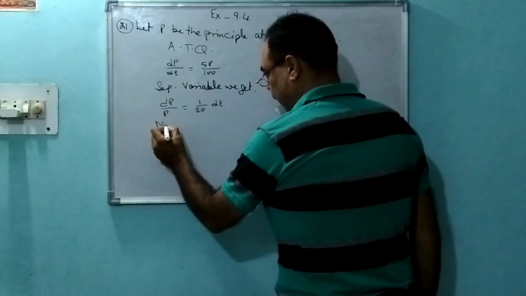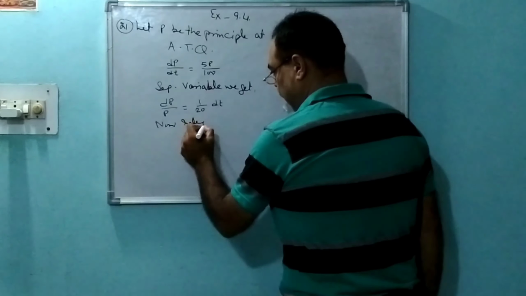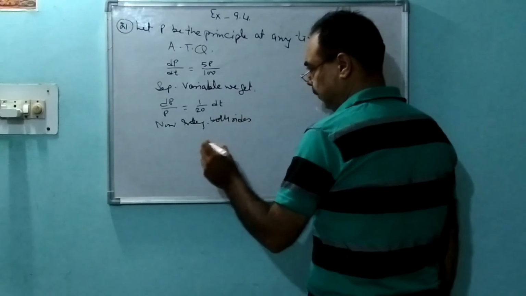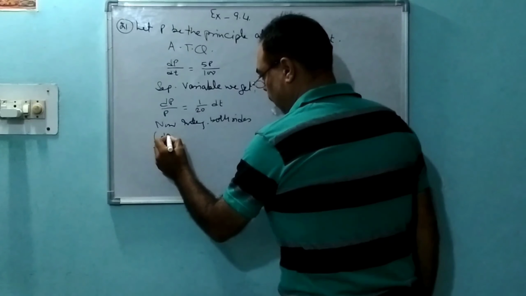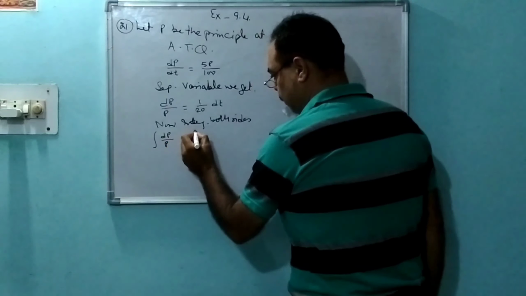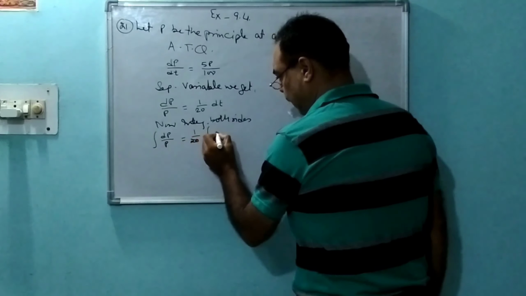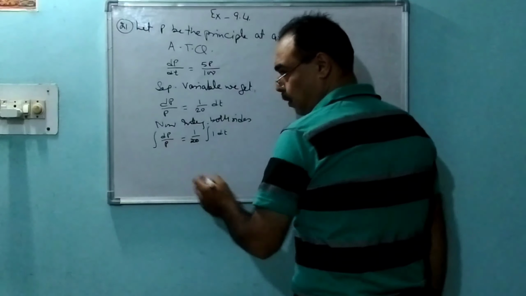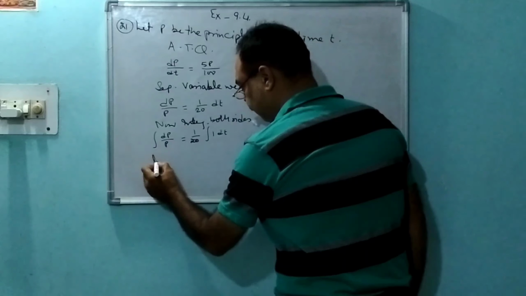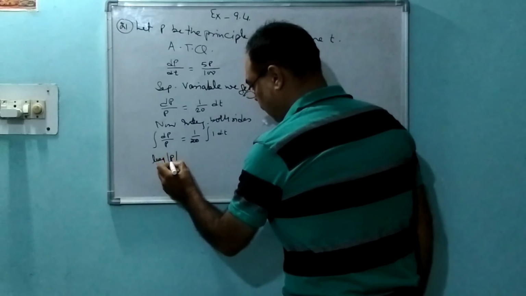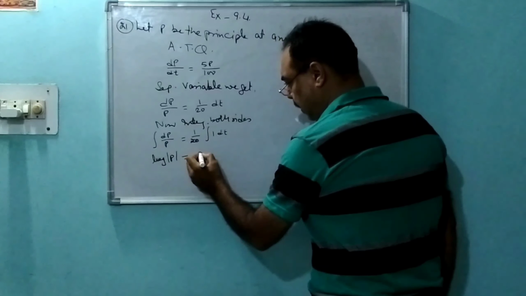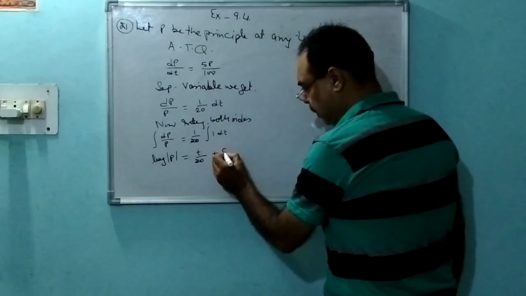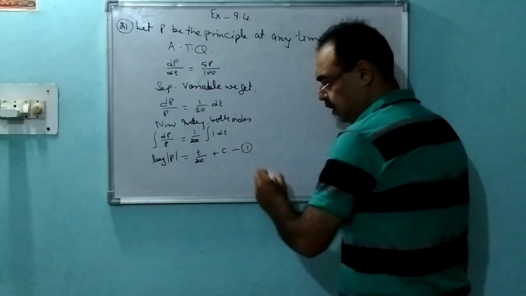Now integrating both sides, we get dp upon p is equal to 1 upon 20 integration of dt. So integration of 1 upon p is log p, and integration of 1 with respect to t is t upon 20, plus arbitrary constant c. Suppose this is equation number 1.